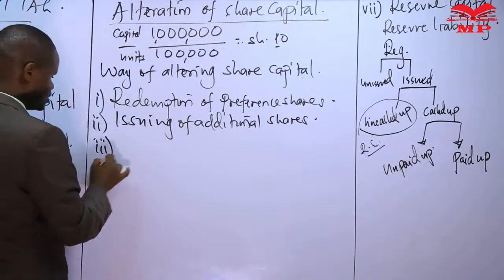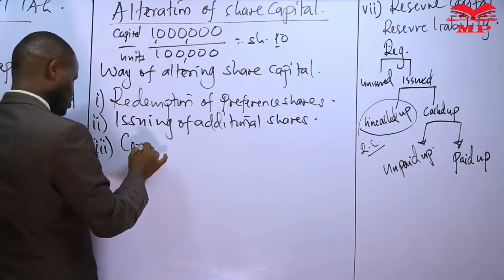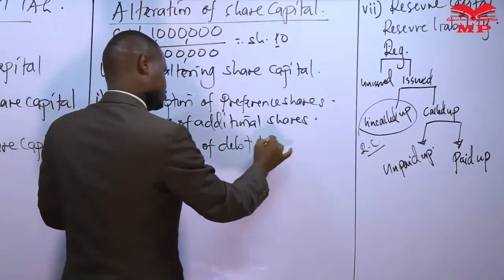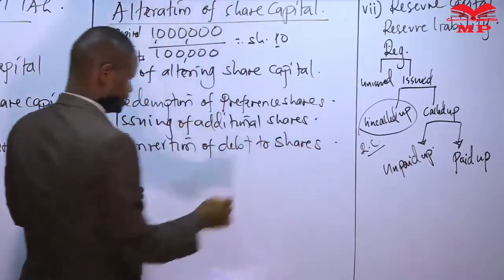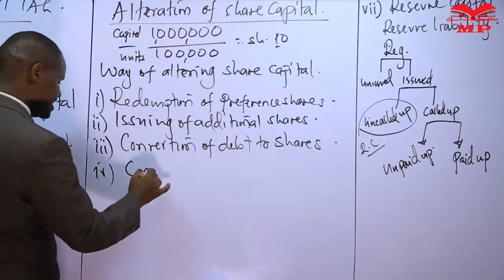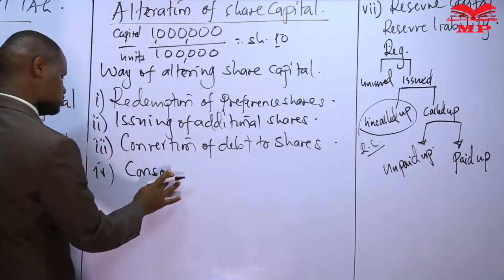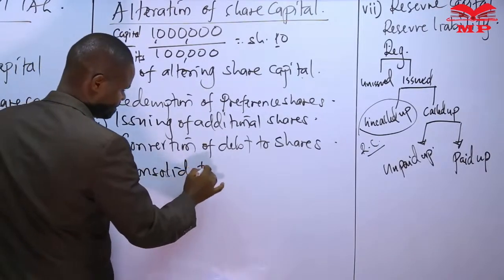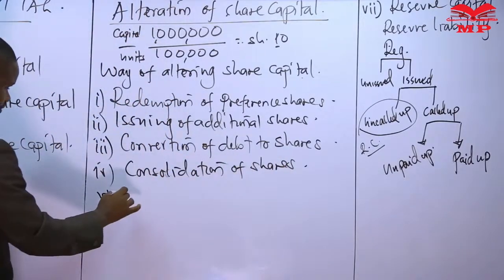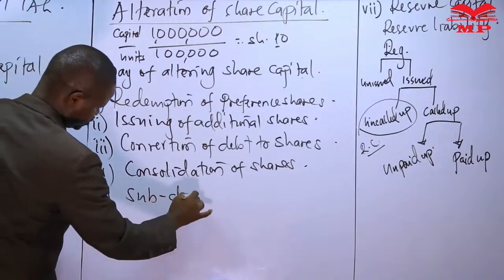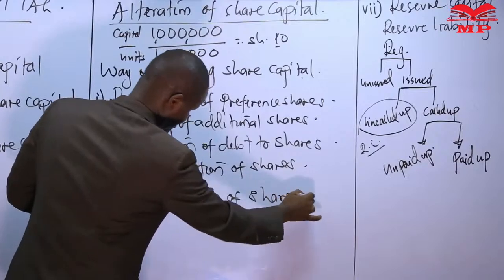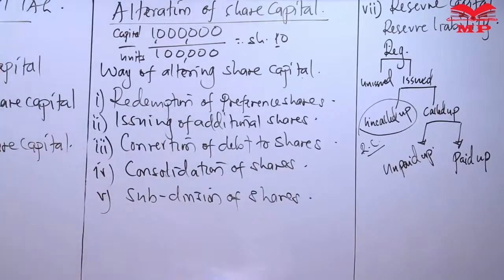We also have possible transactions like a conversion issue, conversion of debt to shares. We can also possibly have consolidation of shares. The reverse is also possible, the subdivision. It is also possible to have a subdivision of shares. And other transactions like diminution of capital.